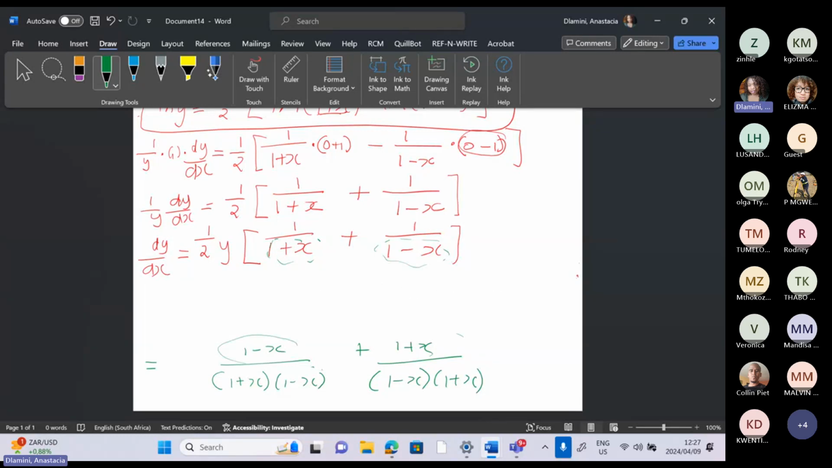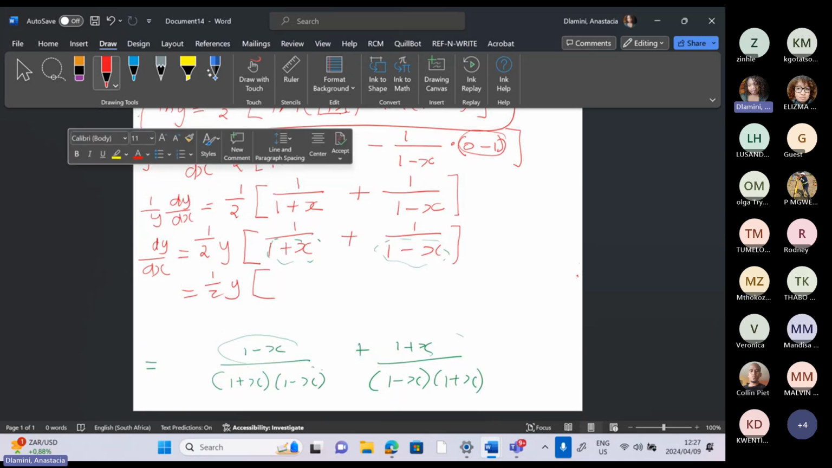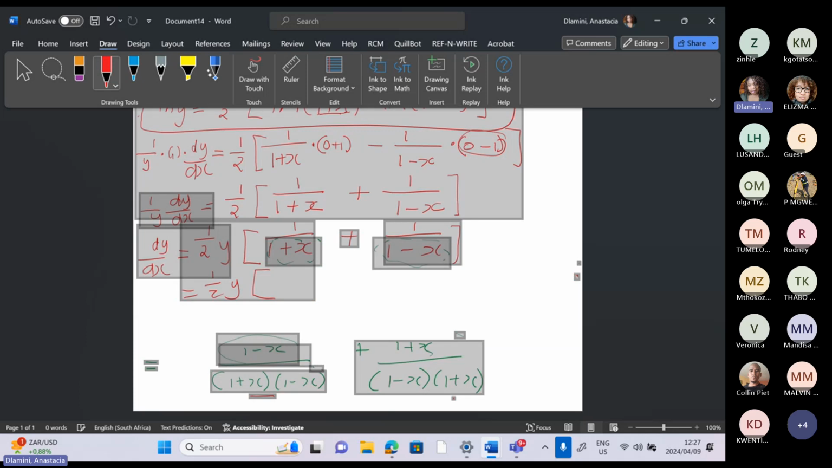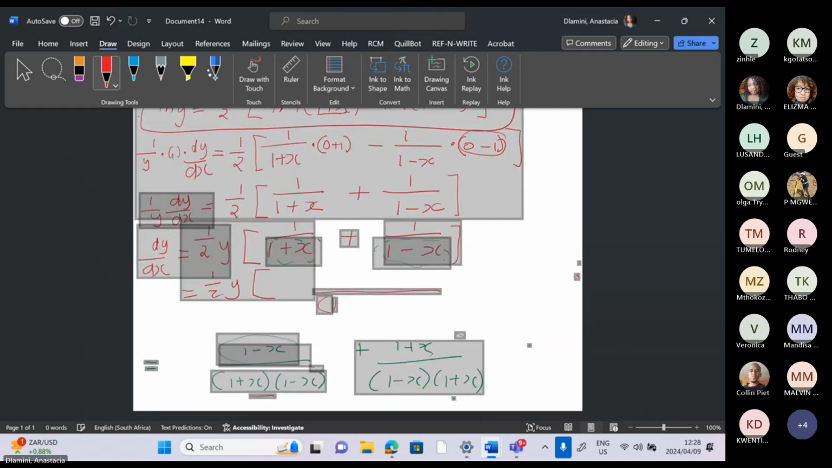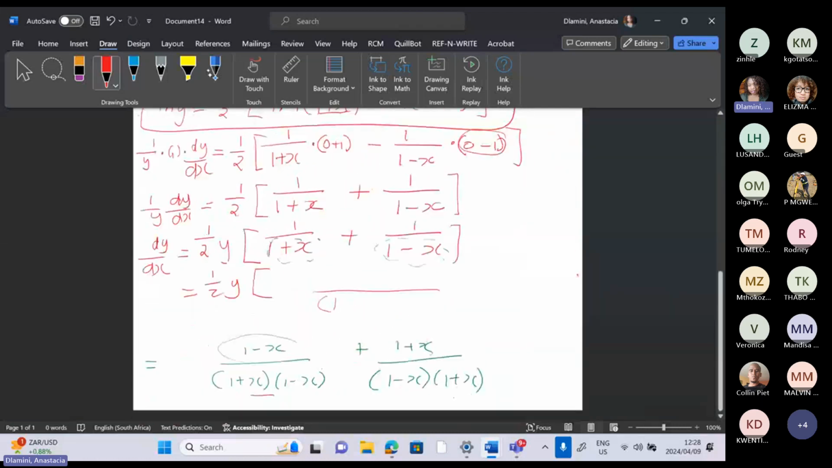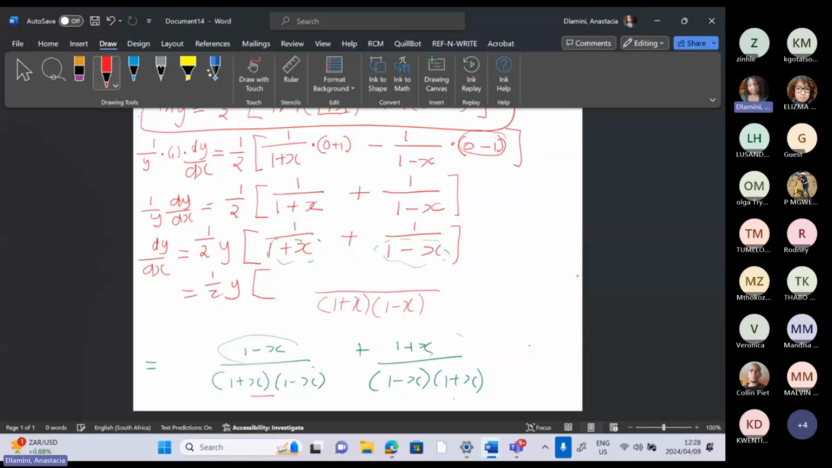So this will be equal to 1 over 2y. Remember, the denominators are the same, so we take the denominator the way it is. So this is 1 plus x, 1 minus x, right? Because the denominators are the same, you put it like that, and then you add the numerators. So this will be equal to 1 minus x plus 1 plus x.